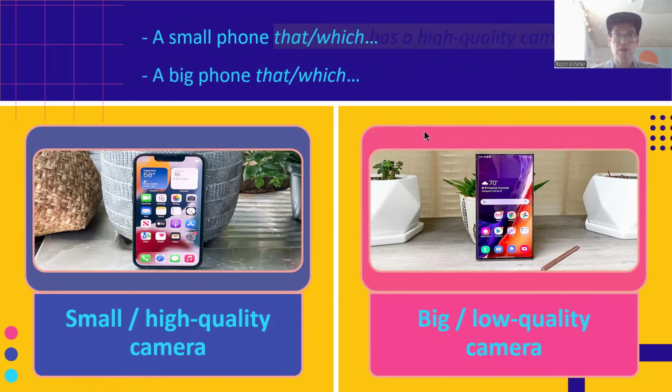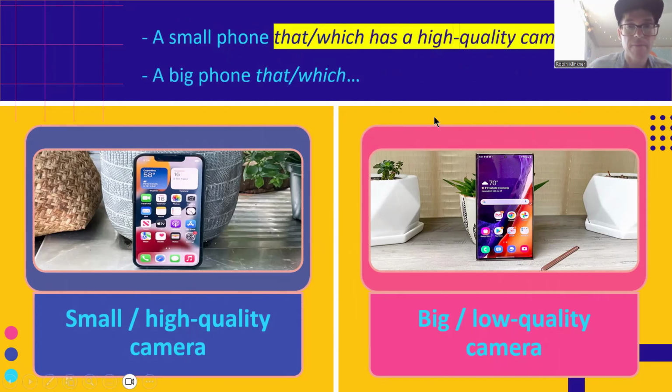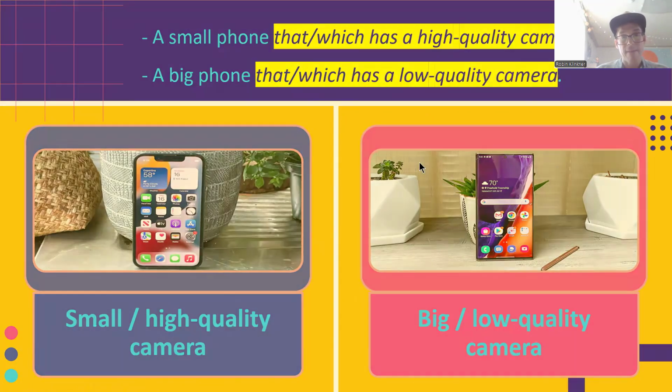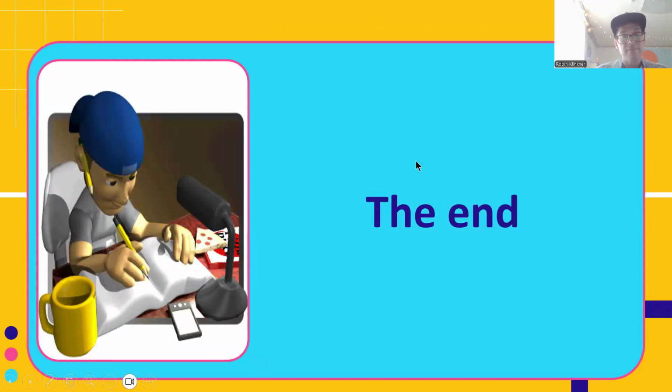A small phone that or which has a high quality camera. A big phone that or which has a low quality camera. Like I said, this was not going to take long. So we are at about the 10-minute mark.